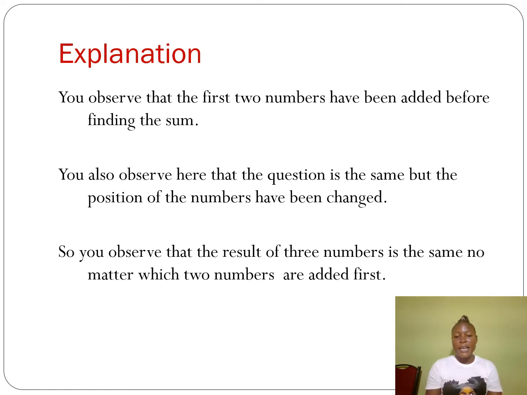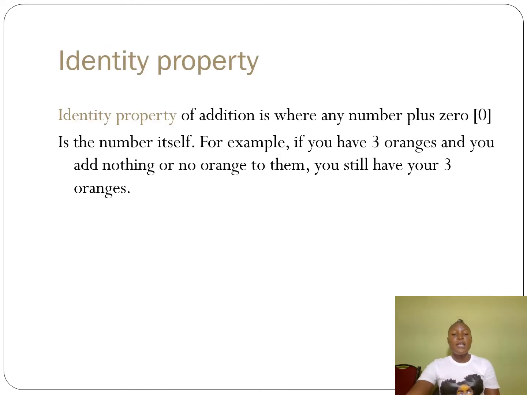I repeat it again. You observe that the result of 3 numbers is the same no matter which 2 numbers are added first. Good. Now we move on to the identity property.